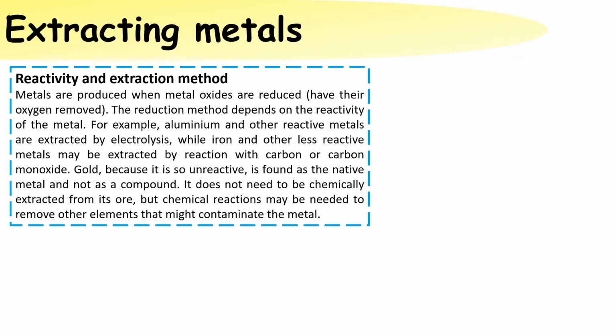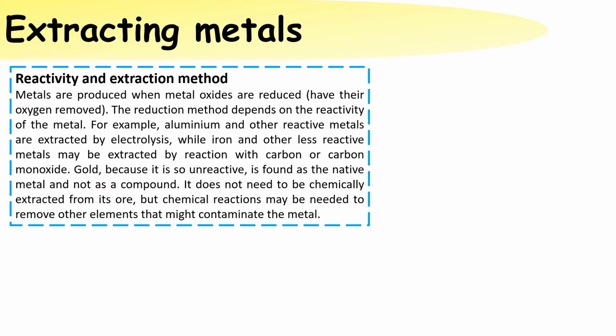When extracting metals we must consider their reactivity, in terms of the reactivity series. In your exam, on the back of your periodic table sheet, you will have a reactivity series given to you. Metals are produced when metal oxides are reduced, so have their oxygen removed. The reduction method depends on the reactivity of the metal.